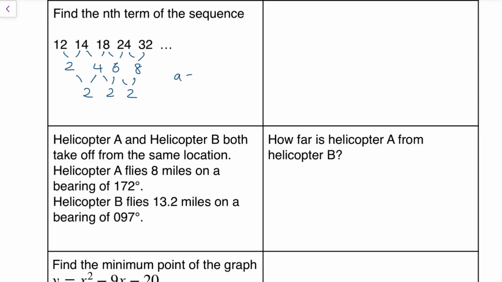Now, the one thing you do need to remember with this question is the a term, the coefficient of the n squared, is half the second difference. So in other words, that is going to be 1. 2 divided by 2 is 1. What I'm going to do now is I'm going to write my sequence out again.